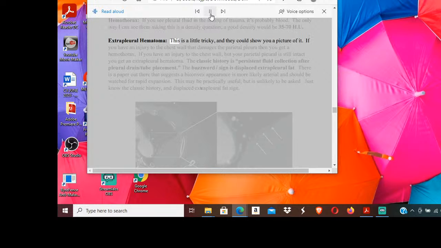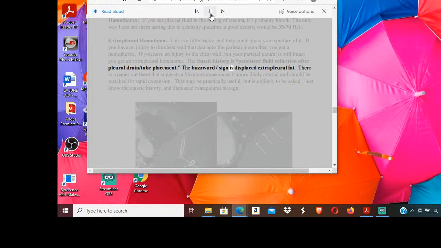Extrapleural hematoma, this is a little tricky, and they could show you a picture of it. If you have an injury to the chest wall that damages the parietal pleura, then you get a hemothorax. If you have an injury to the chest wall, but your parietal pleura is still intact, you get an extrapleural hematoma. The classic history is persistent fluid collection after pleural drain/tube placement.